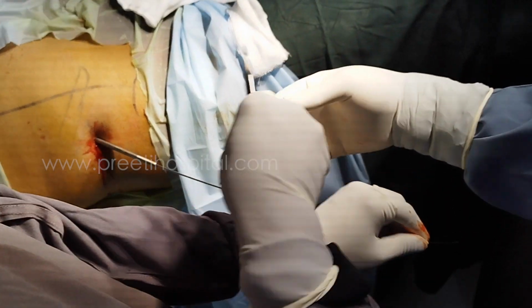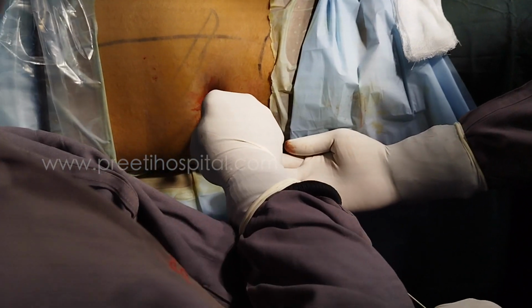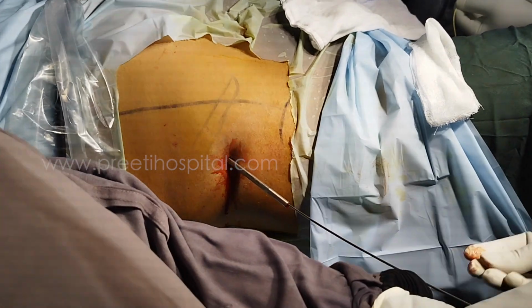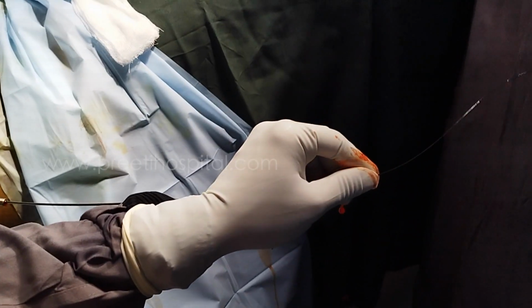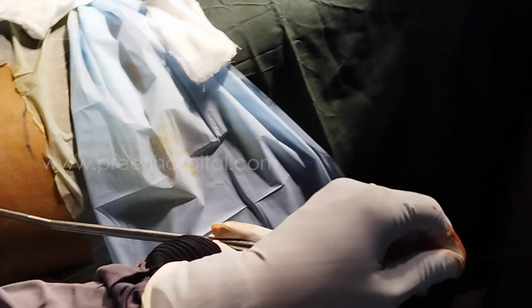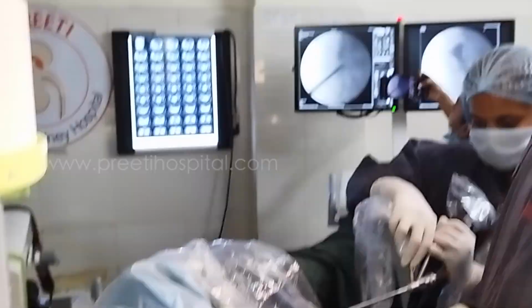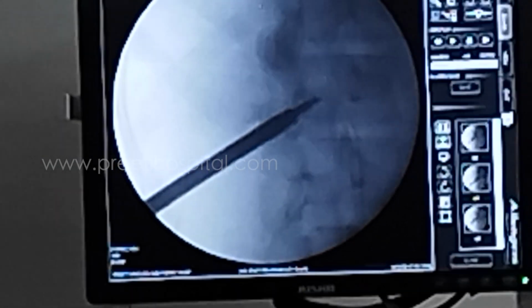Continuously water is being put. Now see, you should not forget the cutting of the skin. Cut more than less, and cut the dermis. Don't miss the dermis, because the dermis is the toughest structure of the skin. This you can do mini perc also.